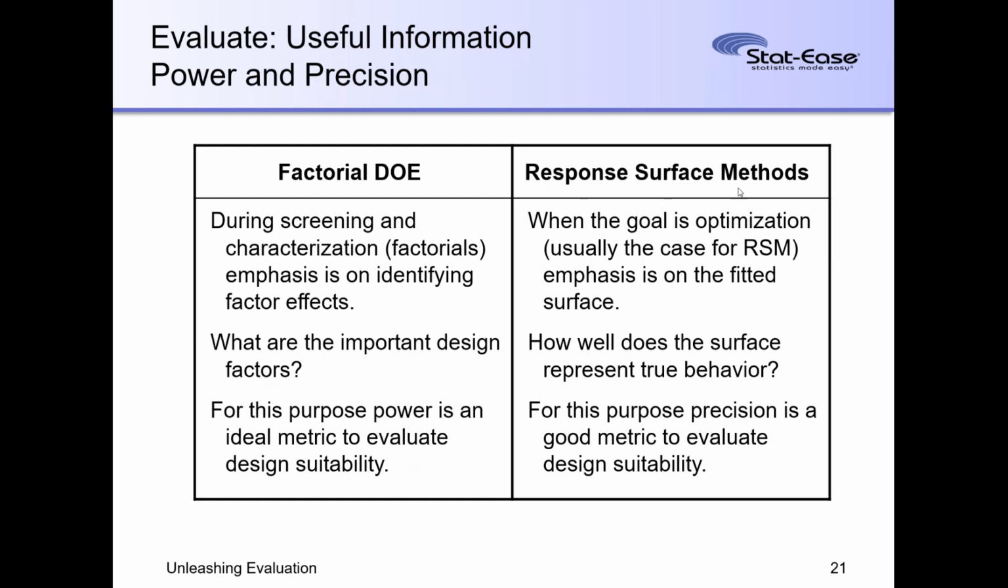If you're working with response surface methods or mixture designs, then the goal is usually optimization, which is either finding the best combinations or sometimes finding the failure conditions using a model developed through a design. We want to concentrate on how well the surface represents the true behavior. And for this purpose, we want to look at the precision of the model estimates. How good are the predictions?